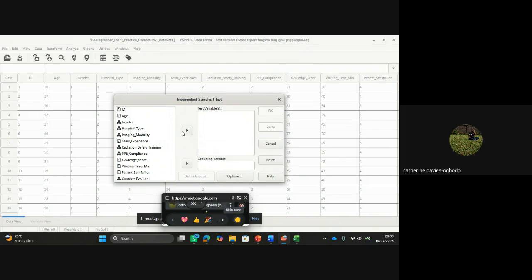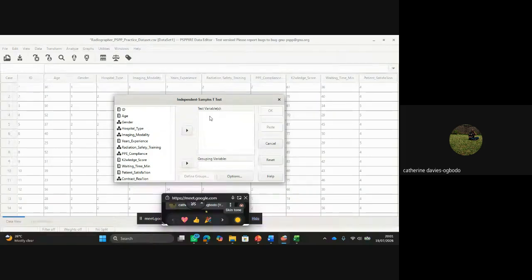Did radiographers who received radiation safety training have higher knowledge scores than those who did not? So what we're comparing, what we are trying to find is a difference between people that said yes, they had radiation safety training, and people that said no, they didn't have radiation safety training. Do they differ in their knowledge scores, because they've taken their knowledge scores?